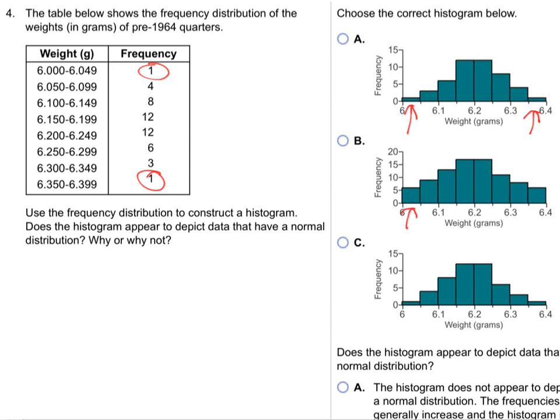B, no way. Look, its lower's at 5. Forget it. B's out already, huh? See how the lower's at 5 and should be 1? So C looks good. That's at 1. So it's either A or C. That's at 1. That's at 1. So what else can we check?